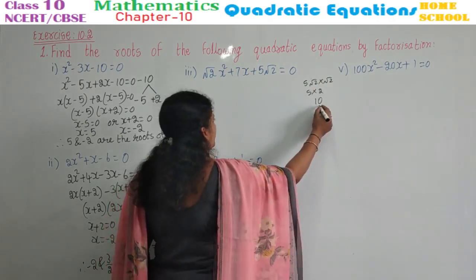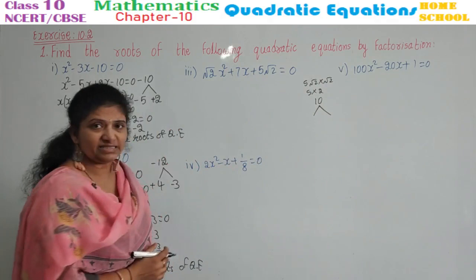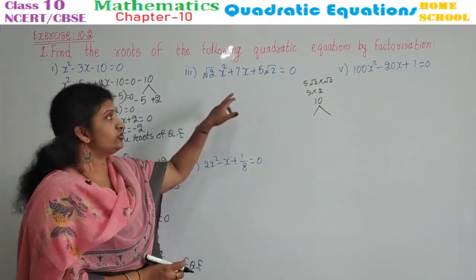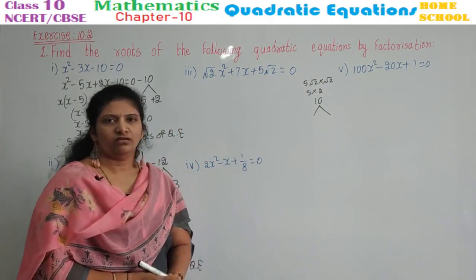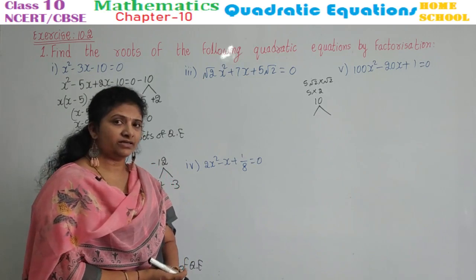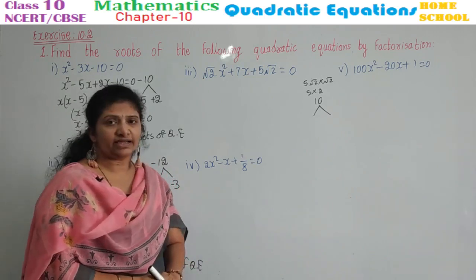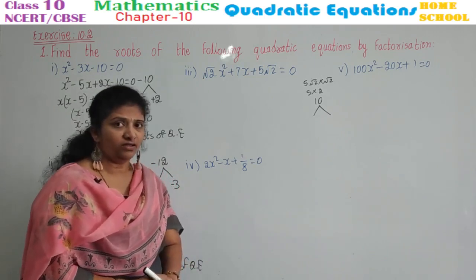For 10, you take factors in such a way you should get 7. What are the factors here? For 10 factors, I can say it as 5 2s are 10.